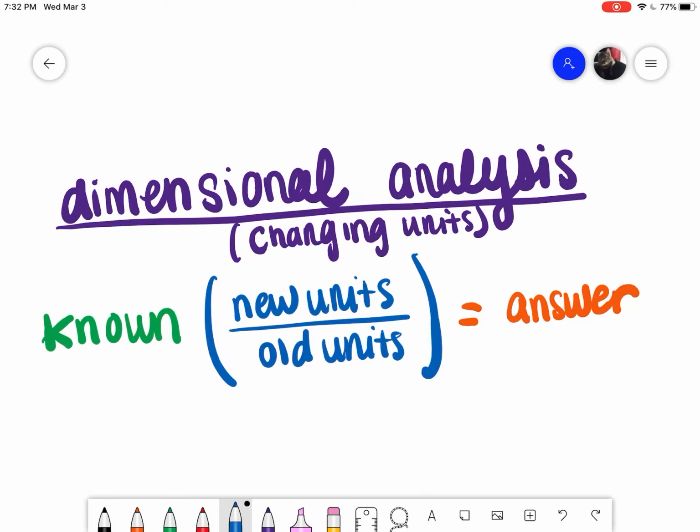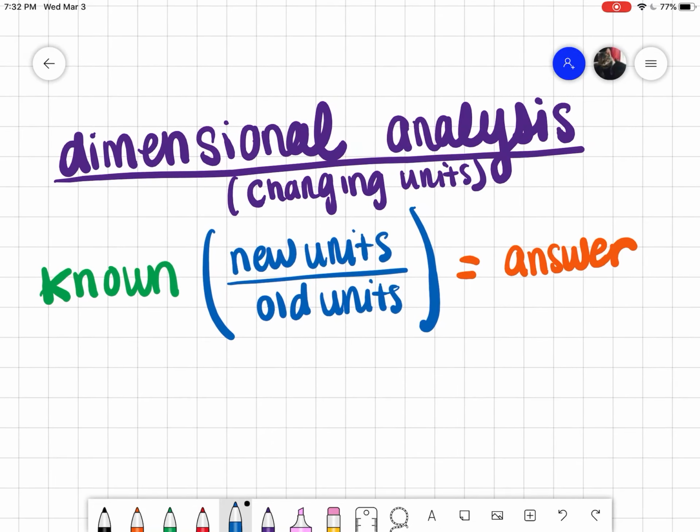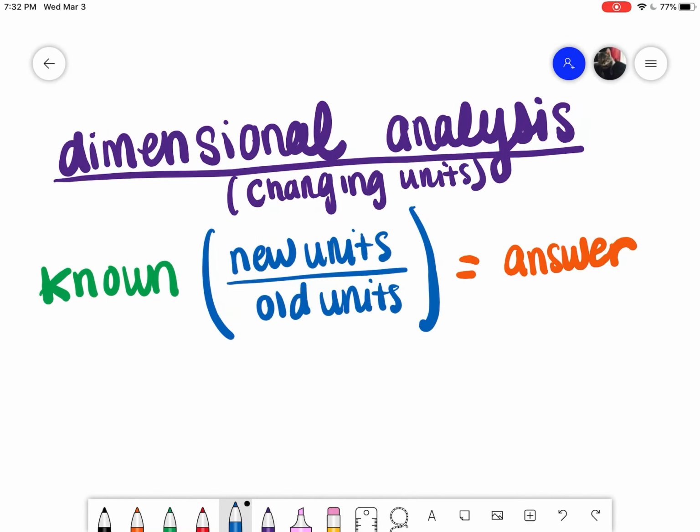In this video, we are going to talk about dimensional analysis, which is just a fancy way of saying changing units. So that's like when we go from centimeters to inches, feet to yards, miles to feet, days to weeks, months to years. So we will be starting with one unit and trying to change to another to see what that unit equals in a different term.